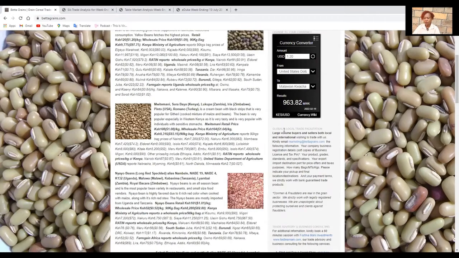We also handle global and local trade facilitation. We have people who've reached out to us as large volume buyers and sellers. What we normally ask is that they email marketing at Betta Grains the information. The reason we ask them to provide their business registration, a soft copy of the business license and tax PIN, is because we want to make sure that we are dealing with legit customers. If you do not provide us with these documents, we're not going to be able to work with you. We are very unapologetic about it. Why? Because we need to make sure that we're working with legit companies.